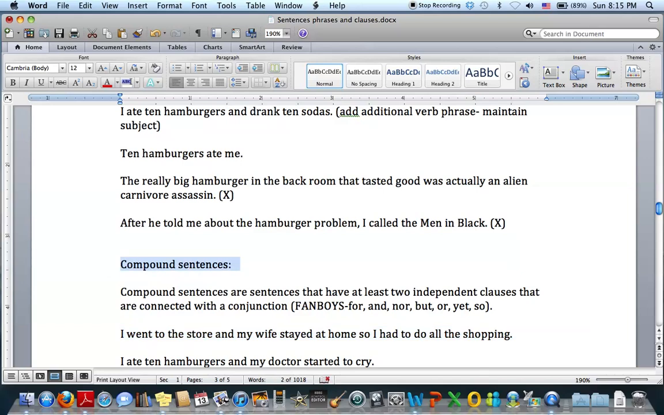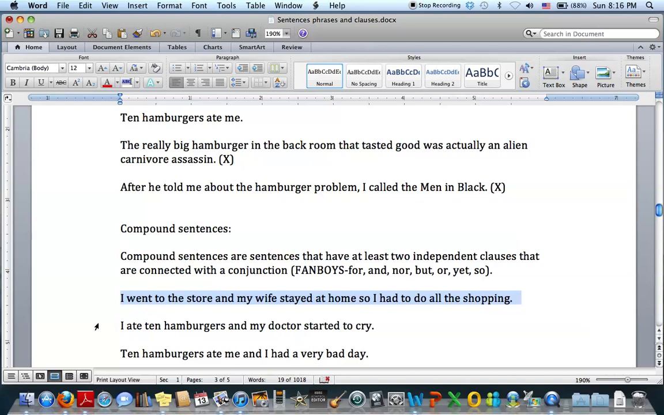When we say compound, literally what that means is just stuck together. Two elements, two chemicals, whatever else the case might be, that have been put together as one. And so we have here three independent clauses stuck together as one sentence. That's why we call it compound.